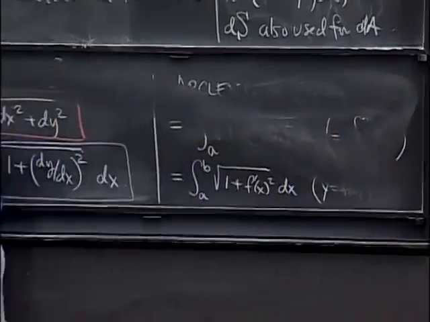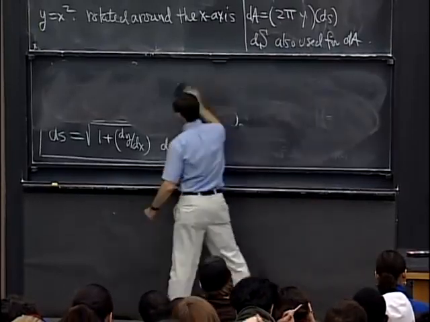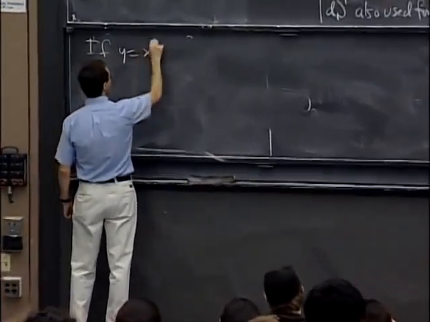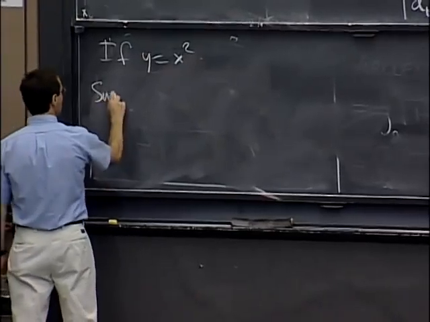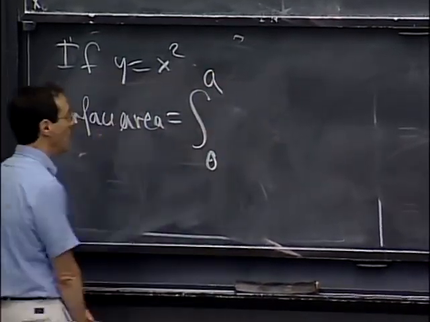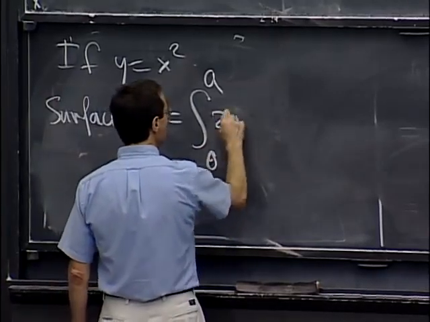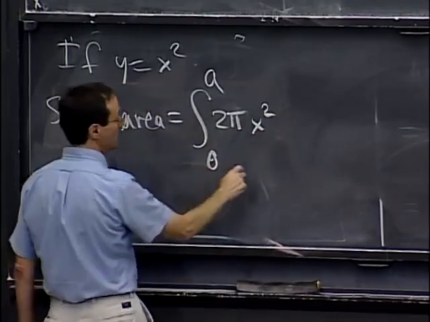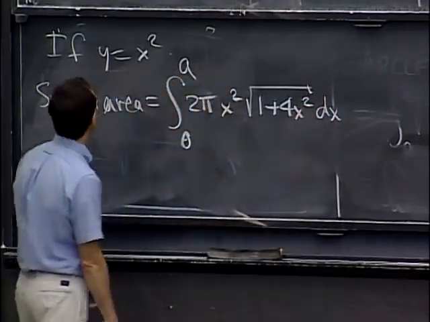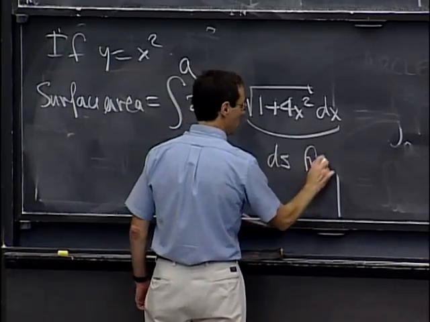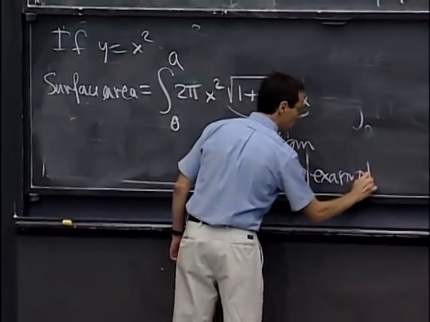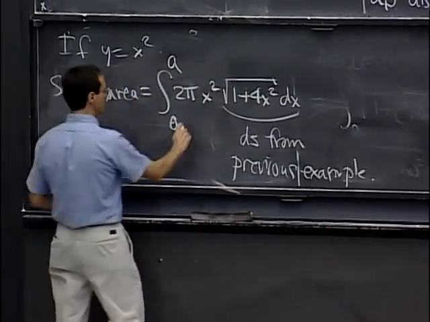All right, so let's figure out this example. So in the example y is equal to x squared, then the situation is we have the surface area is equal to the integral from, I don't know, 0 to a, if those are the limits that we wanted to choose, of 2 pi x squared, right, because y is x squared, times the square root of 1 plus 4x squared dx. All right, remember we had this from our previous example. This was ds from previous. All right, and this, of course, is 2 pi y.